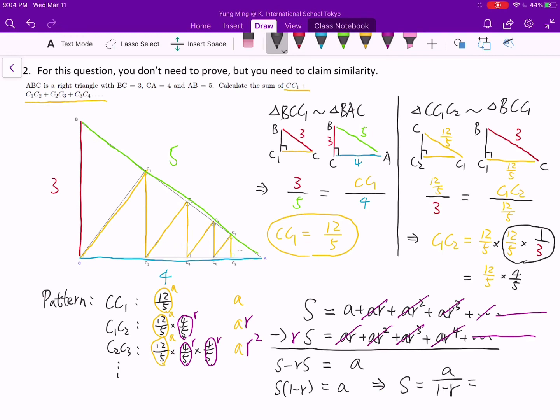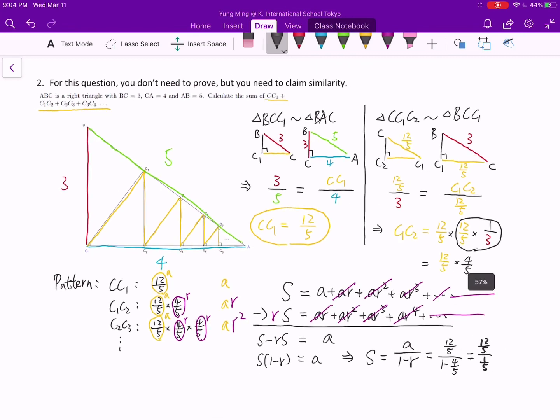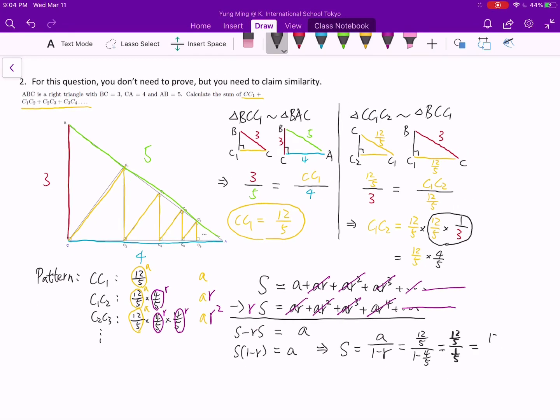What is your A? Your A is 12 over 5. What is your R? Your R is 4 over 5. So we have 12 over 5 over 1 minus 4 over 5. This gives us 12 over 5 divided by 1 over 5, and the answer is 12 over 5 times 5 over 1. The 5s cancel out, and the answer is a beautiful number: 12.